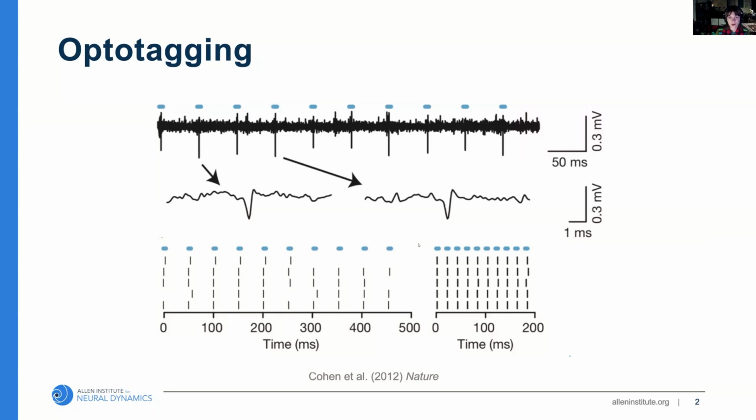So in this example experiment, the authors of this paper induced expression of channelrhodopsin, which is a blue-sensitive opsin, in midbrain dopaminergic neurons, and then identified them during the electrophysiological recording by their responses to these blue pulses of light.